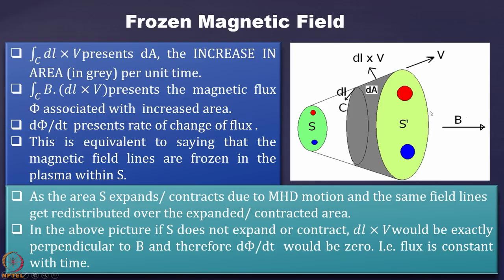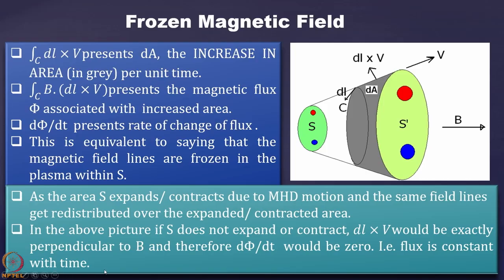Now B · (dl cross V) represents the magnetic flux φ associated with this increased area. dφ/dt represents the rate of change of flux. So this is equivalent to saying that the change in flux is the flux going out because of this expansion. As the area S expands or contracts due to MHD motion, the same field lines get redistributed over the expanded or contracted area.